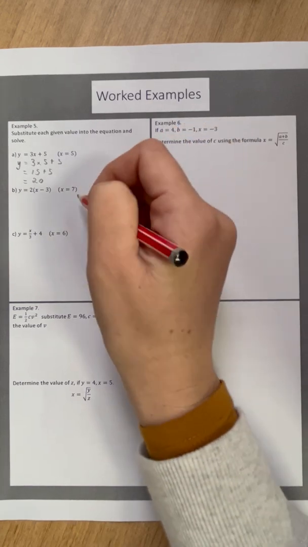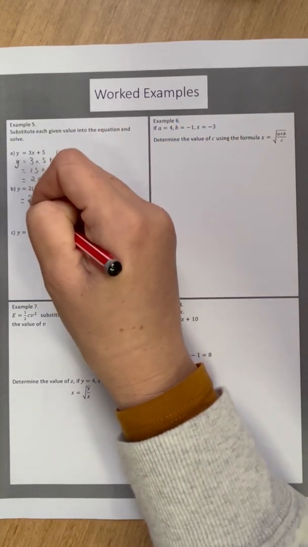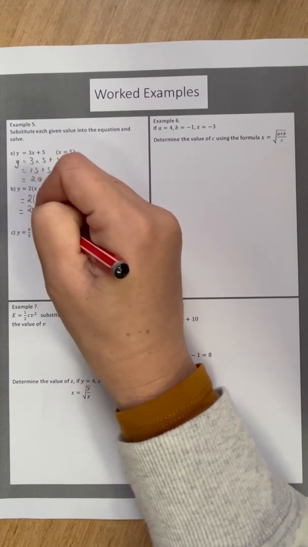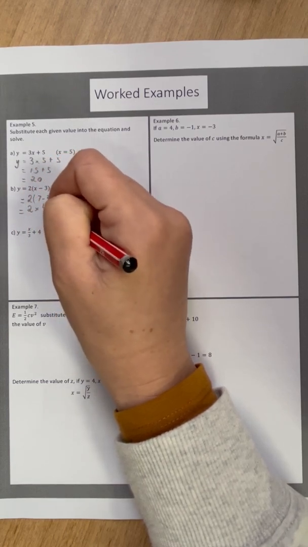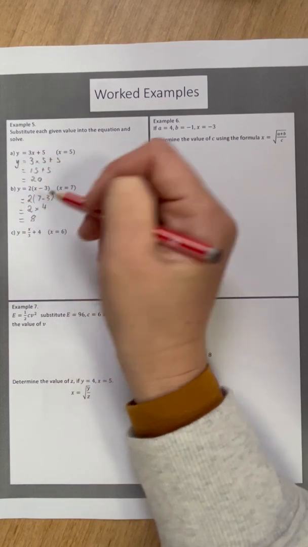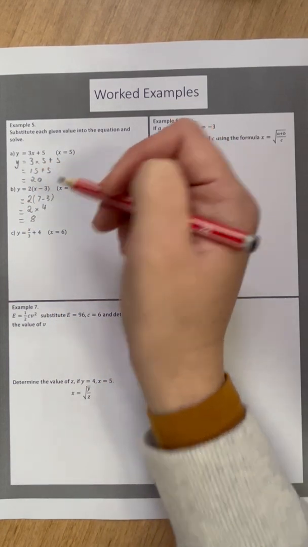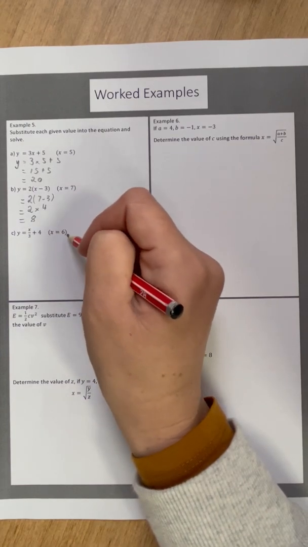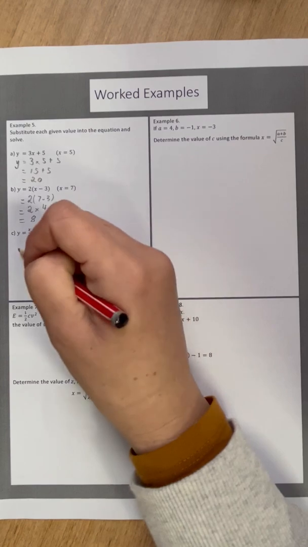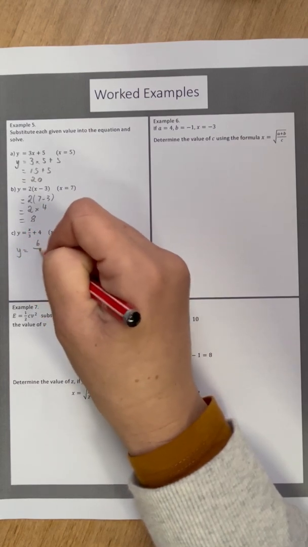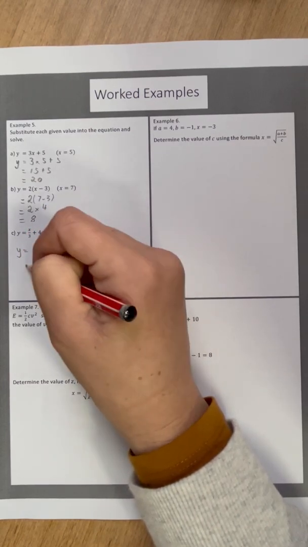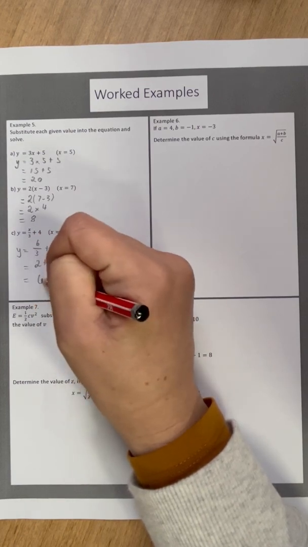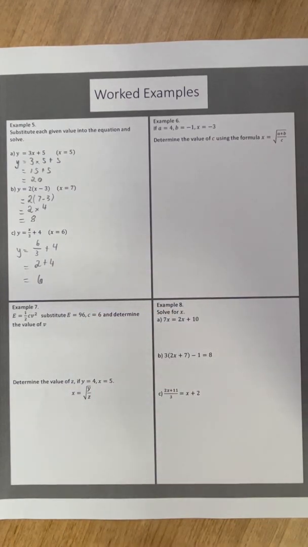In our second example, we're substituting x as 7, so 2 outside of 7 minus 3. So we've got 2 times 7 minus 3 is 4, so that is going to be 8. In our third example, we've got y equals x over 3 plus 4, and we want to substitute x equals 6. So we've got y equals 6 over 3 plus 4. 6 divided by 3 is 2. So we have an answer of 6.